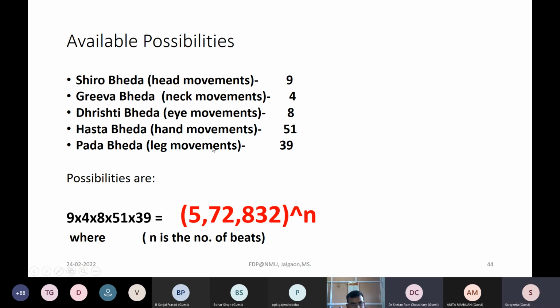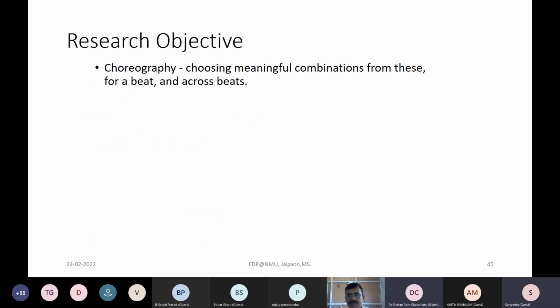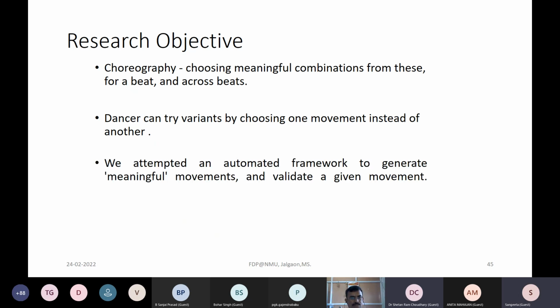So considering this as a large database, we started our work, and the objective was to choose meaningful combinations. The dancer can try variants because the system will give various options. You can choose one which you feel is comfortable and good enough, and you are trying to automate the framework for system generated choreography.